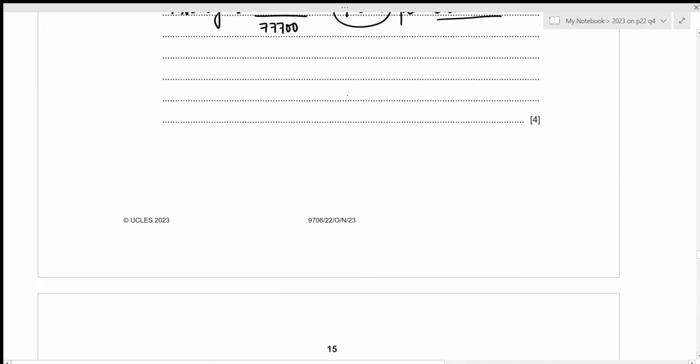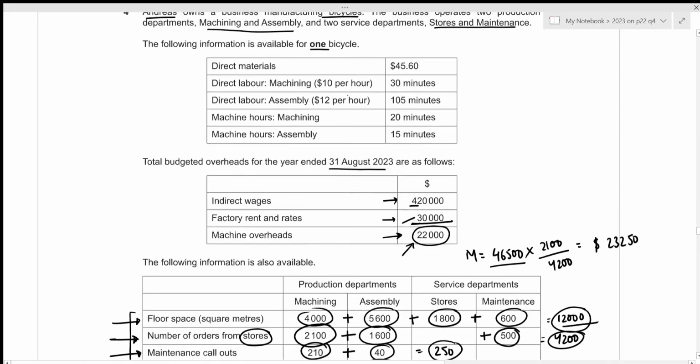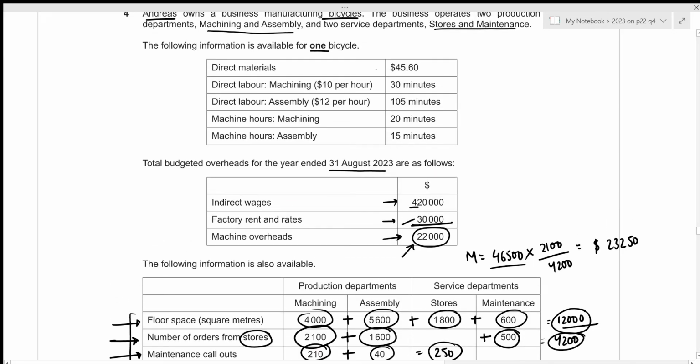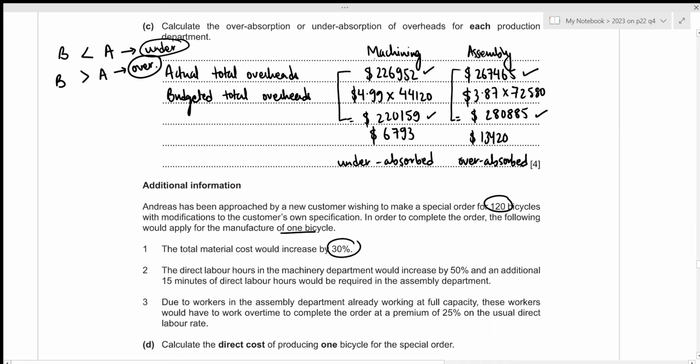Okay, let's have a look above. We were given the direct material in the question as well. Right here we can see it's 45.60. Now we have to increase it by 30%. So the new direct material is just going to be the initial amount of 45.60 and we need to increase it by 30%. This will give the value of 59.28.